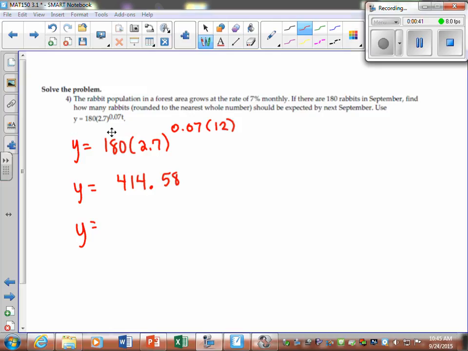Okay, using the given equation, we plug in 12 for 12 months, representing from September to the next September. We get our calculation, but it wants us to round to the nearest whole number, so we end up with about 415 rabbits. So in 1 year, they increased from 180 to 415.